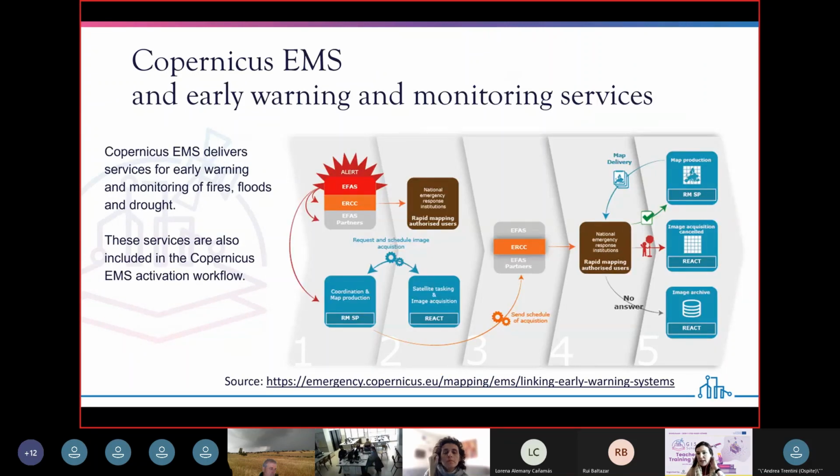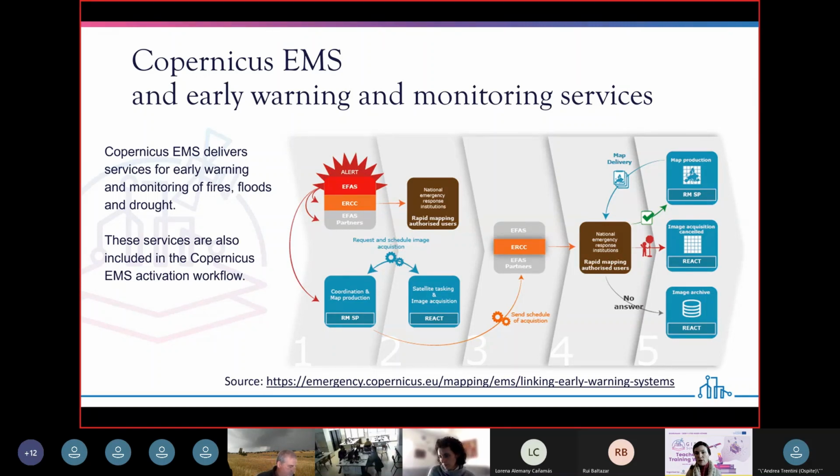Okay, another section of the presentation is over, so if you have questions, it could be a good moment to ask them. Otherwise, we can go on with the last part of this morning session, which is related to another part of the services of Copernicus EMS, which are the early warning and monitoring services.